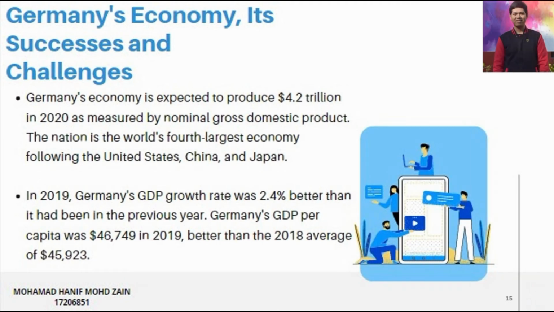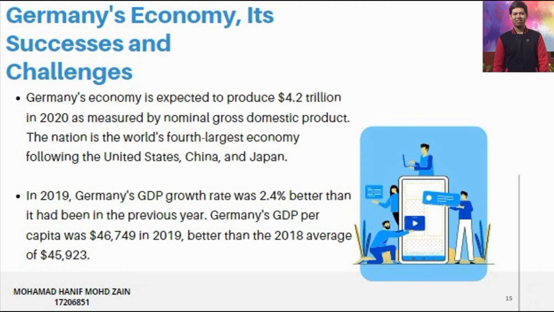Germany's economy: successes and challenges. Germany's economy is expected to produce $4.2 trillion in 2020 as measured by nominal gross domestic product. The nation is the world's fourth largest economy, following the United States, China, and Japan. In 2019, Germany's GDP growth rate was 2.4%, better than it has been in previous years.